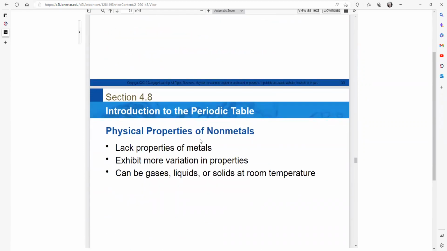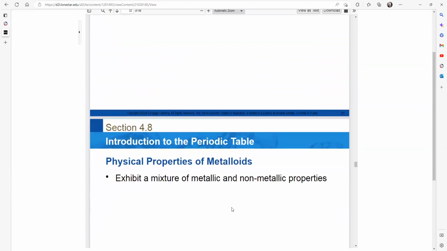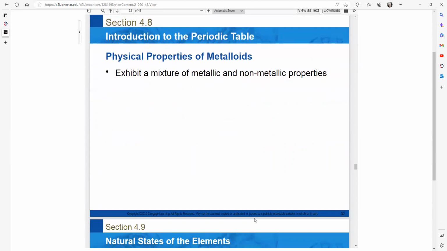What are the physical properties of non-metals? They lack properties of metals. They exhibit more variation in properties and can be gases, liquids, and solids at room temperature. The metalloids contain a mixture of metallic and non-metallic properties.